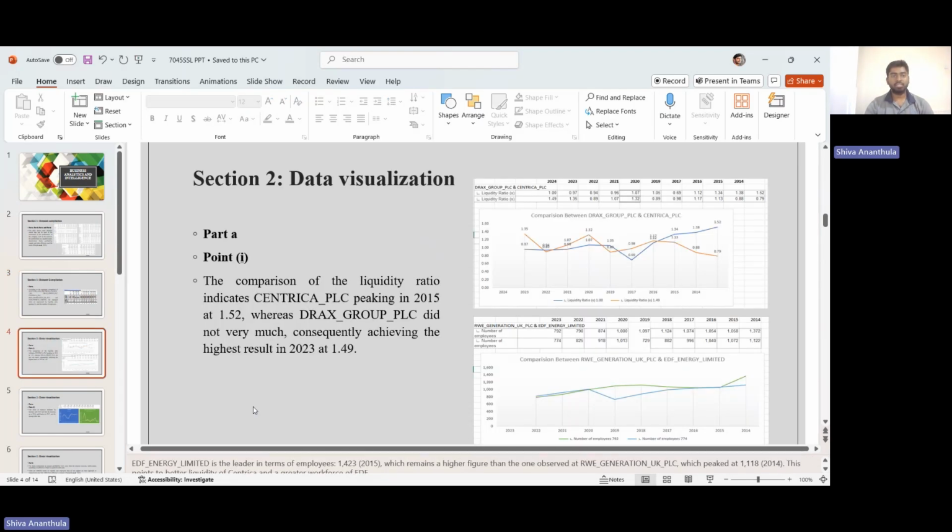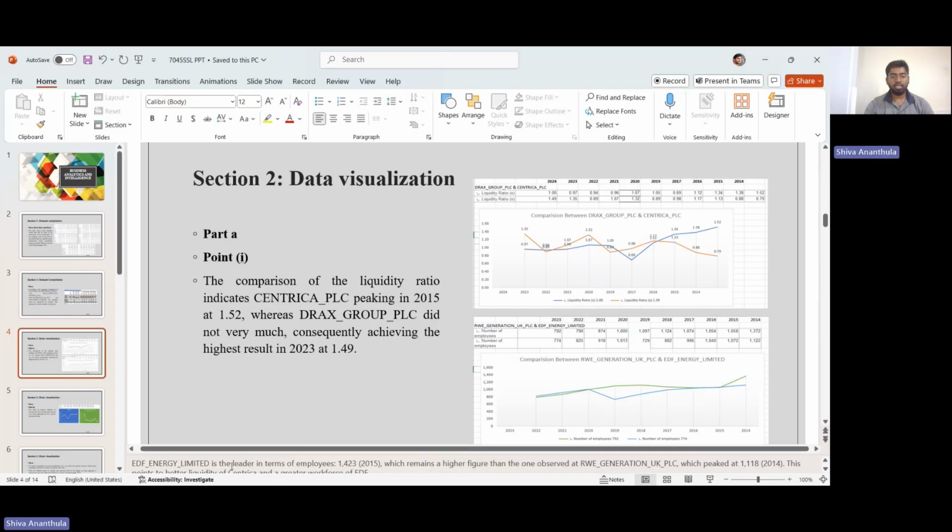Moving on to the next slide. Section 2, data visualization. Part A, point number 1. The comparison of liquidity ratio indicates Centrica PLC peaking in 2015 at 1.52, whereas Drax Group PLC did not vary very much, consequently achieving its highest result in 2023 at 1.49.